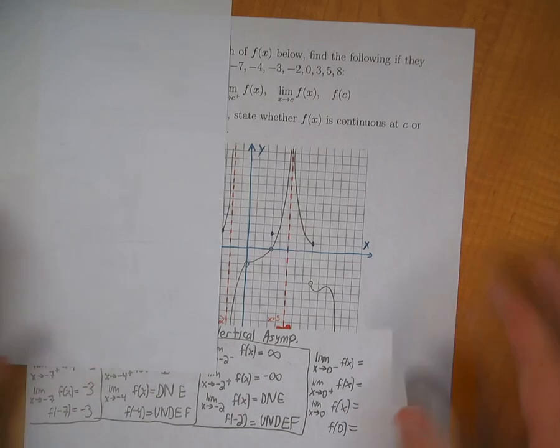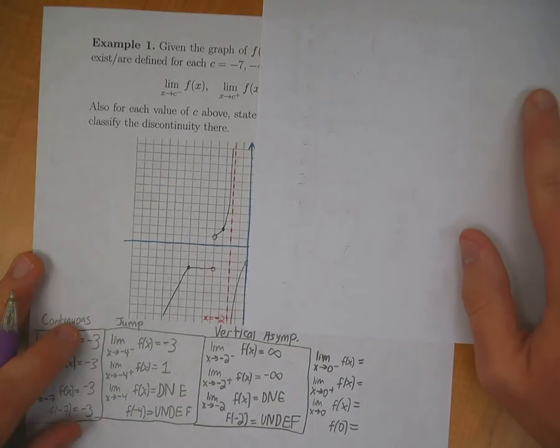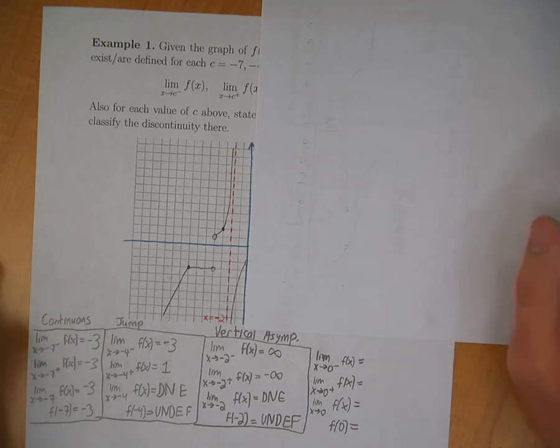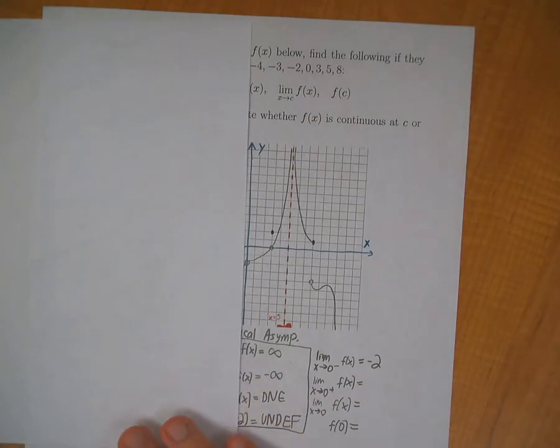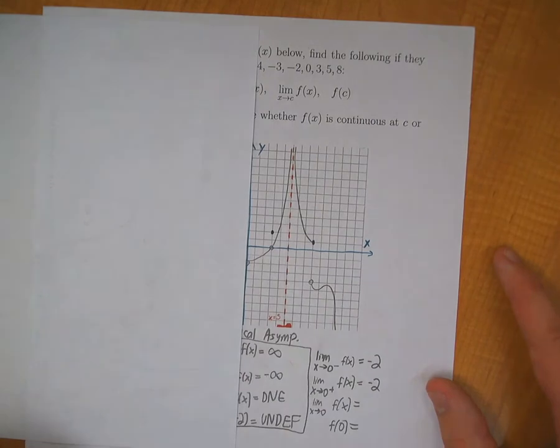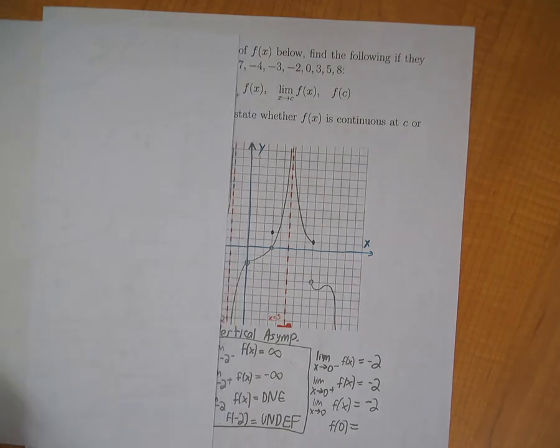So again, let's focus on our left side limit. So x approaches 0 from the left. What's our corresponding y value? -2, good. Approach 0 from the right, we get -2. And then the corresponding two-sided limit would be? -2. But f of 0 itself is what? Undefined. Good.